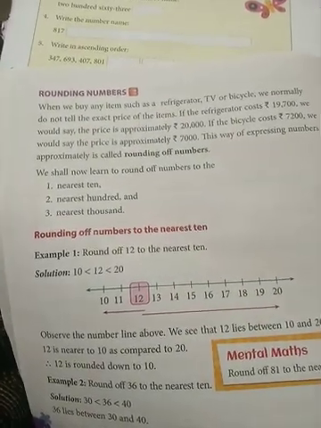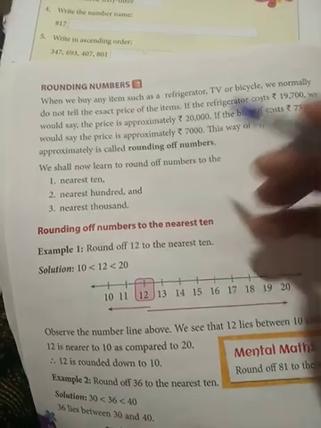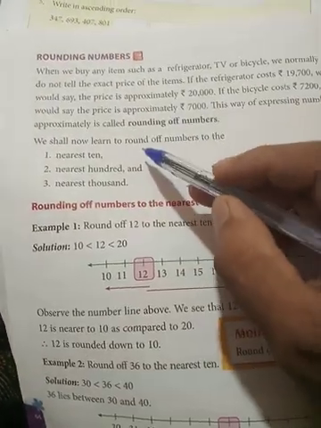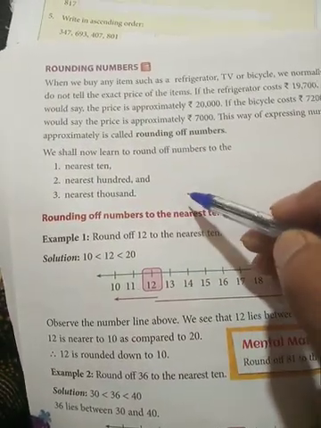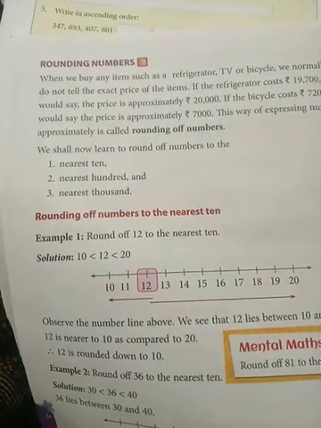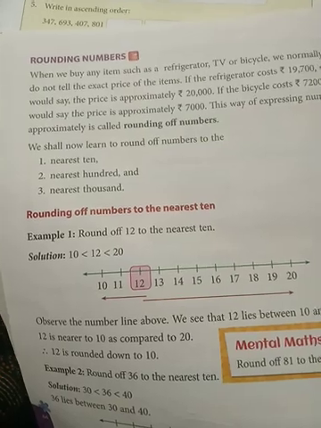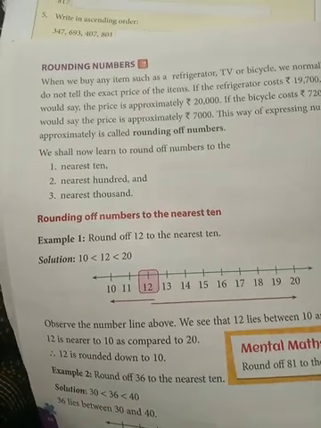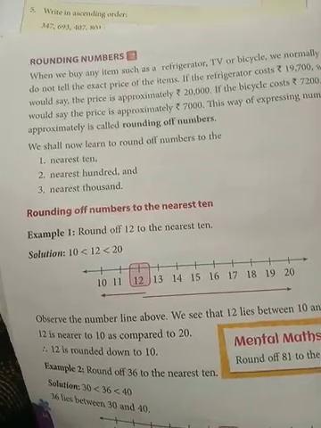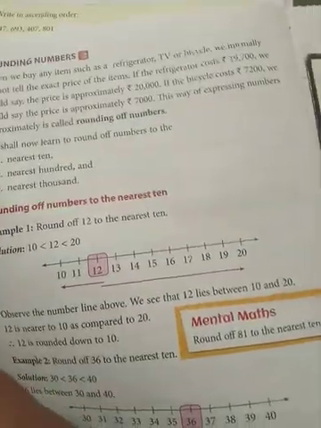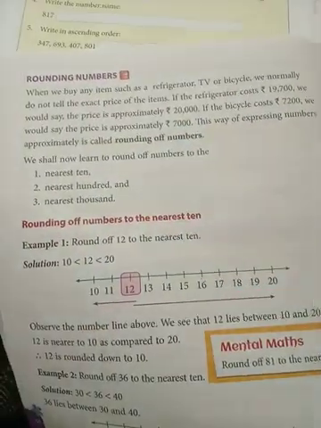In rounding numbers, there are three types of rounding: nearest to tens, nearest to hundreds, and nearest to thousands. Actually, rounding means taking an approximation of something. For example, if you are buying a refrigerator or a TV, the exact price is not usually said. I will explain to you.